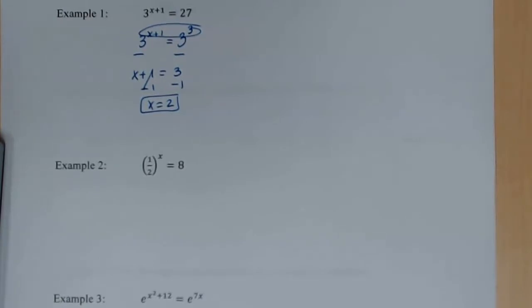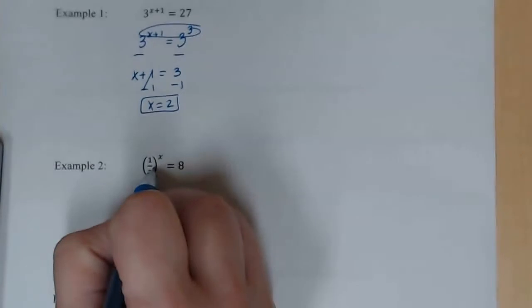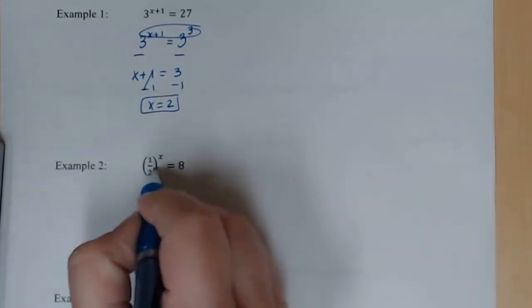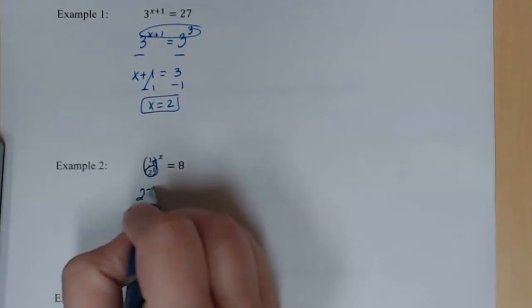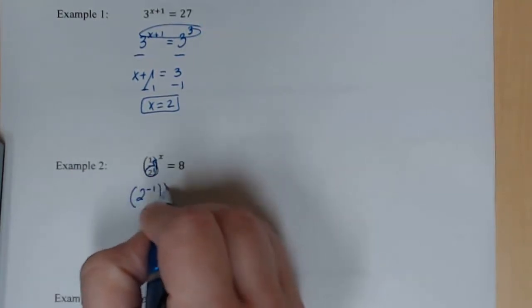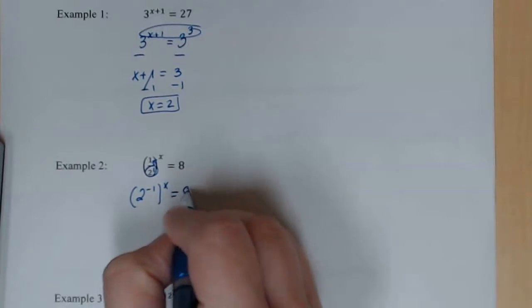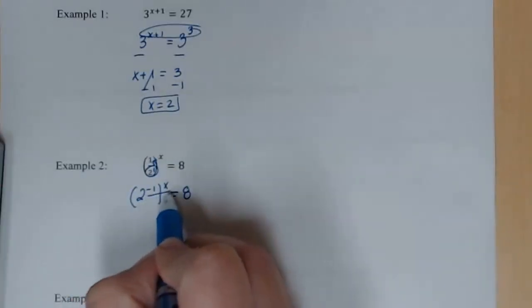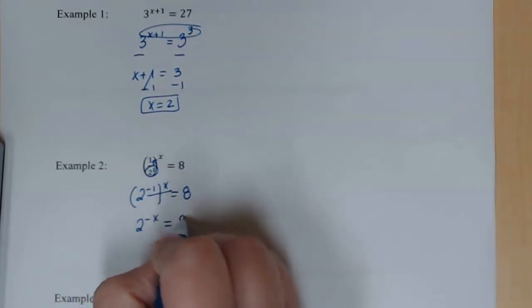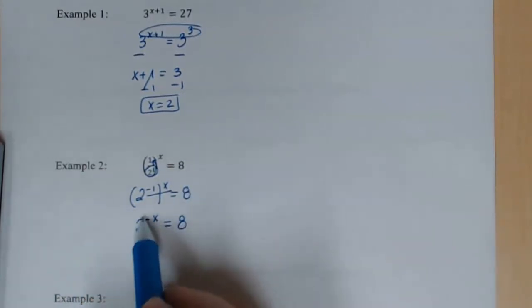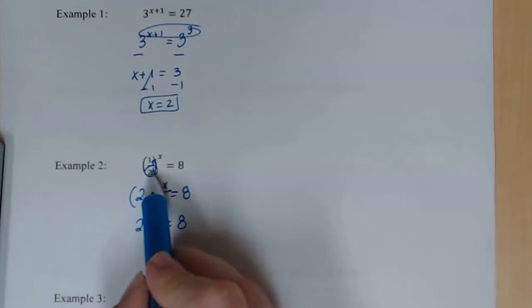So what I want to do first is bring back some Algebra 1, some properties of exponents. This is like 2 to the first. If I take this 2 to the first and bring it up here to the top, that's like 2 to the negative 1, raised to the x, is equal to 8. And by rules of exponents, I can multiply those two together and I get 2 to the negative x equal to 8. So this is already more user-friendly than that 1/2.